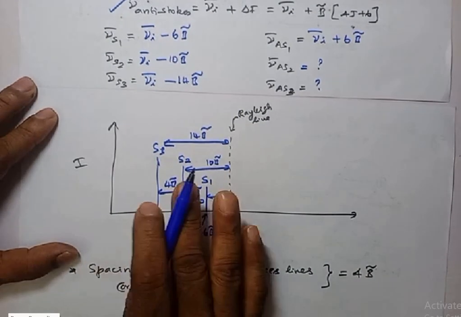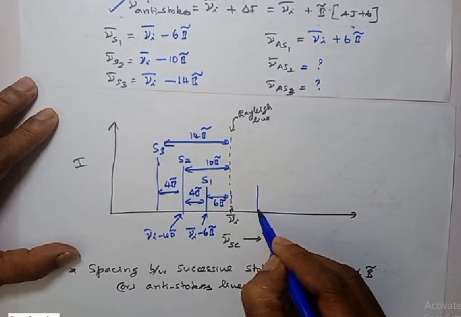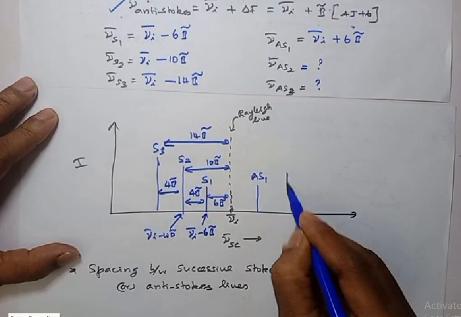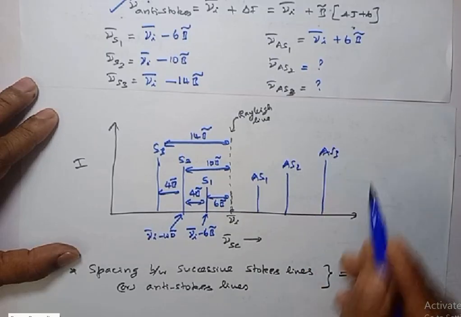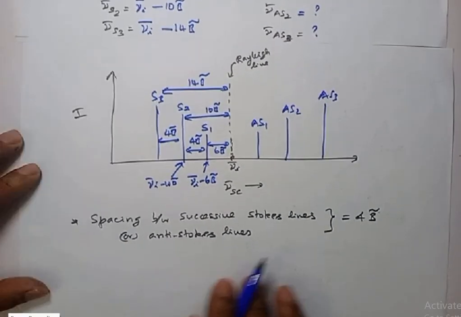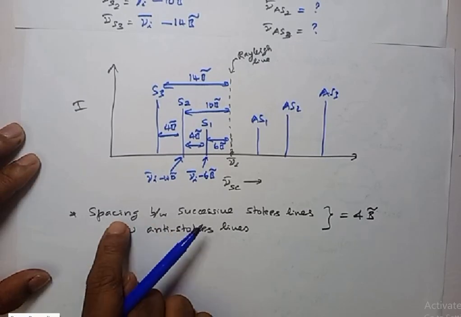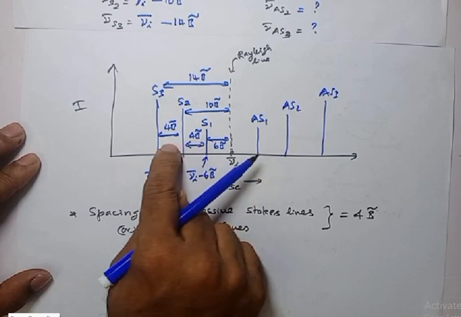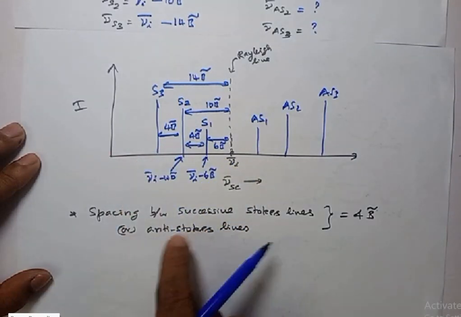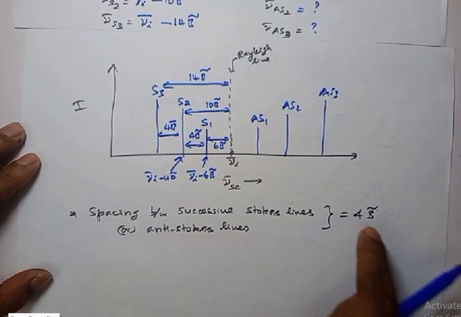The same thing happens for the anti-Stokes lines also: anti-Stokes line 1, anti-Stokes line 2, anti-Stokes line 3. So the point here is that the spacing between successive Stokes lines, or successive anti-Stokes lines, is equal to 4B.